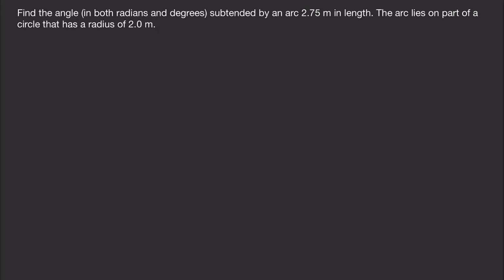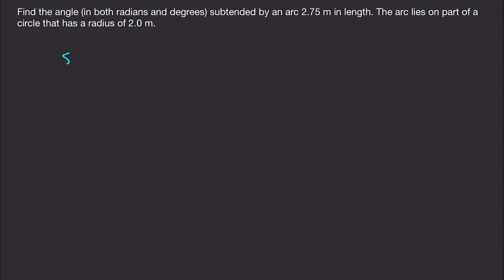In this video, I'll be solving several rotational motion example problems. So for our first problem, we have: find the angle in both radians and degrees subtended by an arc 2.75 meters in length. The arc lies on part of a circle that has a radius of 2 meters.